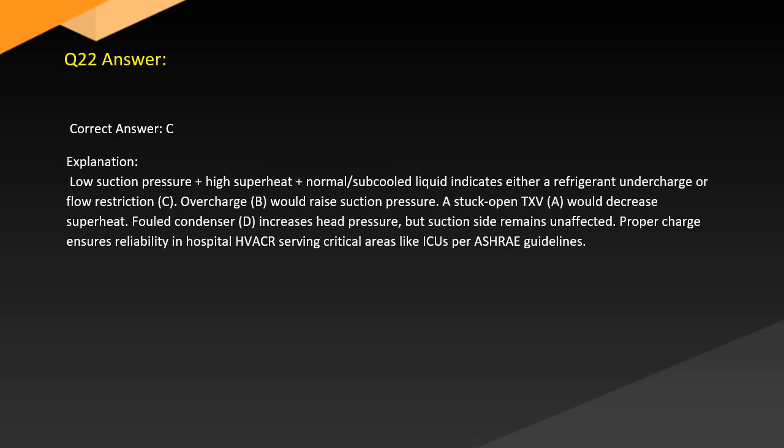Answer. Correct answer: C. Explanation: Low suction pressure plus high superheat plus normal subcooled liquid indicates either a refrigerant undercharge or flow restriction, C. Overcharge, B, would raise suction pressure. A stuck-open TXV, A, would decrease superheat. A fouled condenser, D, increases head pressure, but the suction side remains unaffected. Proper charge ensures reliability in hospital HVAC serving critical areas like ICUs per ASHRAE guidelines.